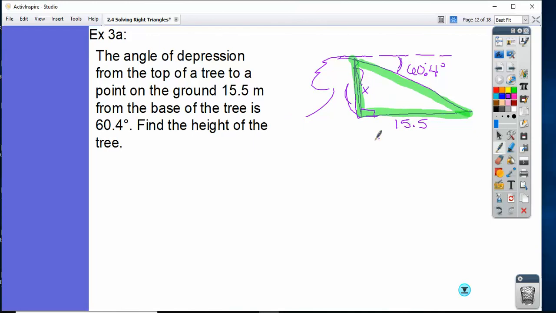I have 2 sides. I need an angle. Is the 60.4 inside my triangle? No. We have 2 options for getting an angle inside the triangle. Can you tell me one of them? If you take 90 minus 60.4, you get that top. So 90 minus 60.4 is? 106. Now you have that top angle in your triangle.